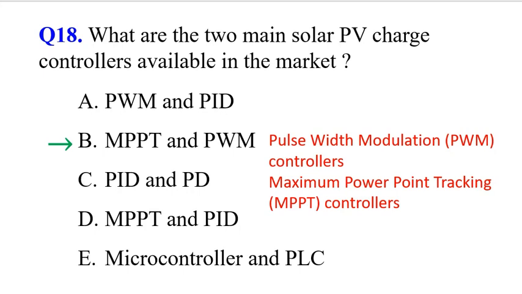What are the two main solar PV charge controllers available in the market? It is MPPT and PWM. PID and PD controllers are general control algorithm names, and microcontrollers and programmable logic controllers are different types of controllers not used in these solar PV systems as charge controllers. So answer B is the one.